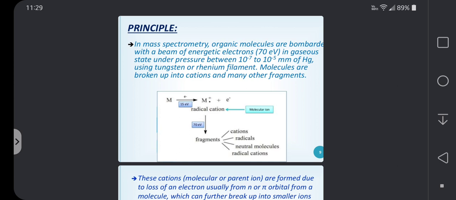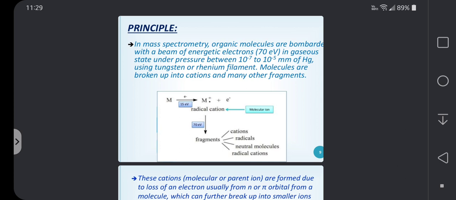It is depicted pictorially, where M represents the neutral molecule that is being bombarded with the electron. And it results in the formation of a radical cation, an ion with an odd electron. This happens due to removal of one electron from the neutral molecule. This radical cation is responsible for the molecular ion peak in the mass spectra.